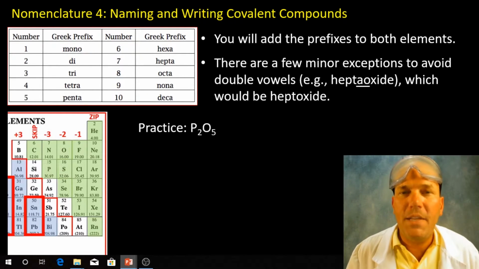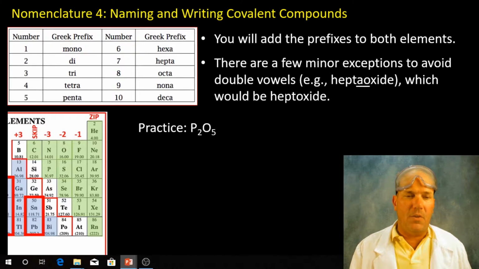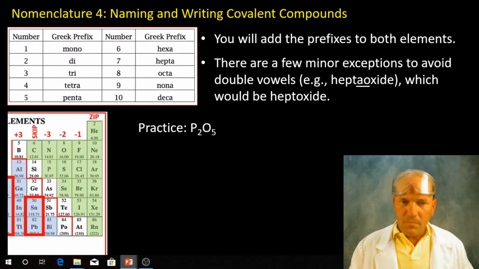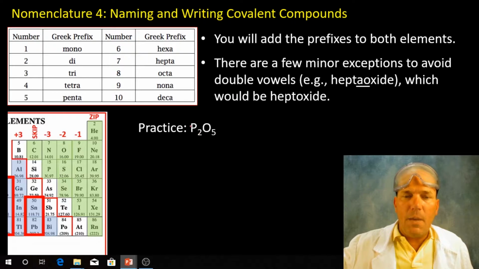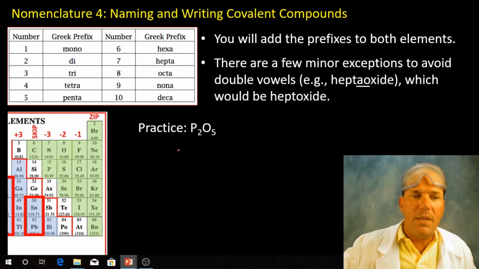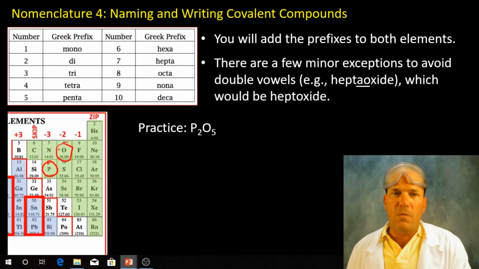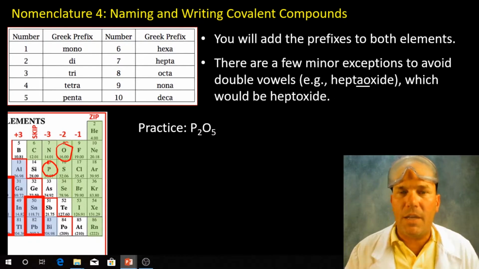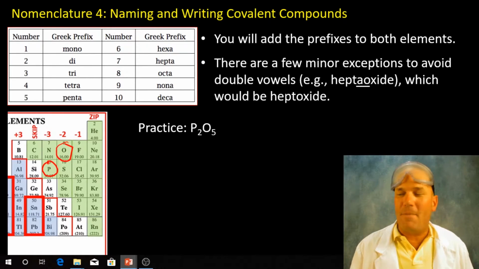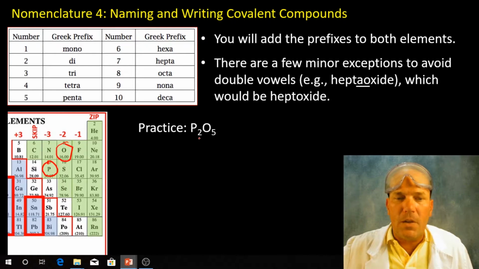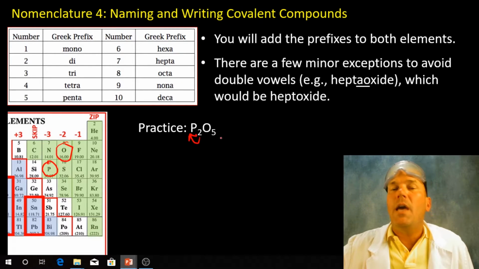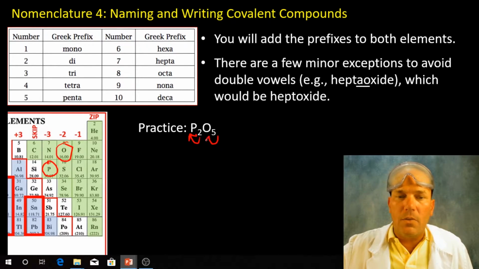We're going to get right into practice problems in this video. So here we have a compound. Did you look at the periodic table? Oh, they're both to the right. Well, that means it's covalent. That means they're sharing electrons. And that means we're using Greek prefixes to name it. How many phosphorus are there? 2. How many oxygen are there? 5.